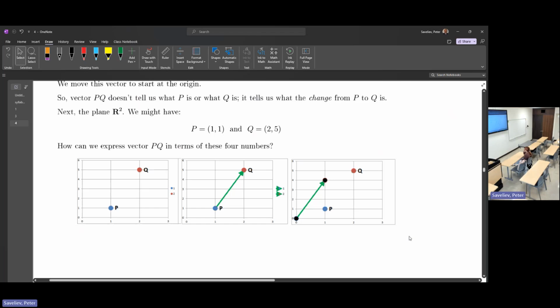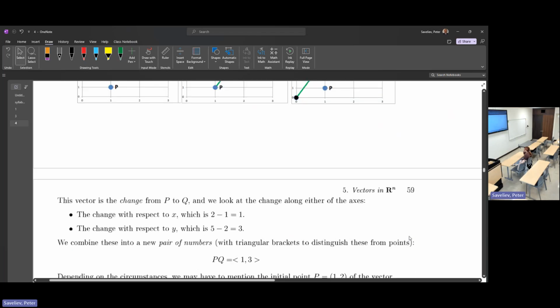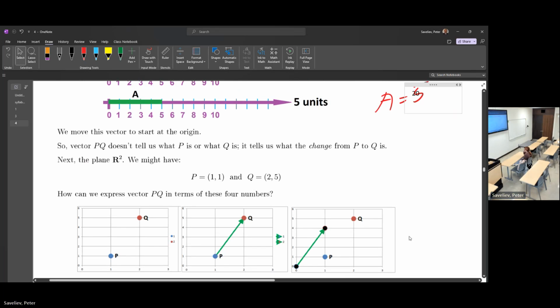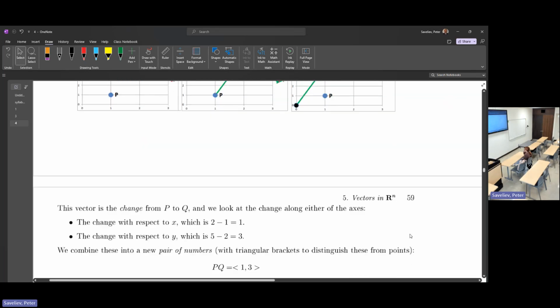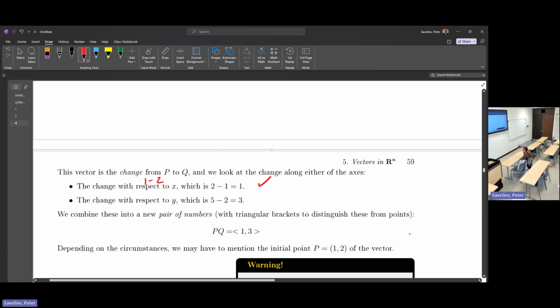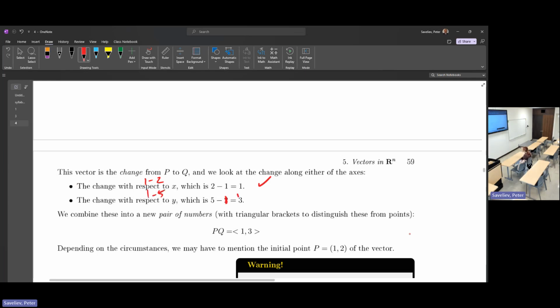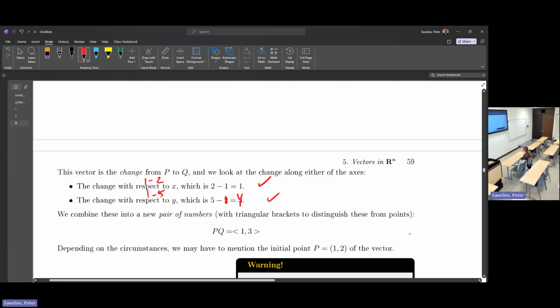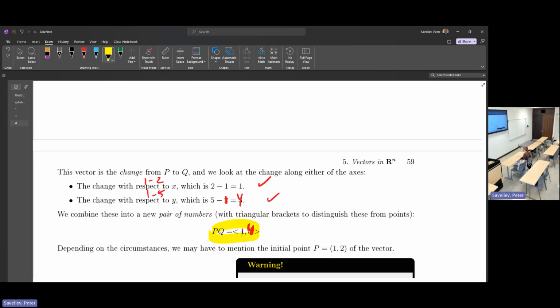Hold on, it looks like a typo. From 1 to 2, so it's 2 minus 1, which is 1. With respect to y, it is from 1 to 5, so this is 4. So then my vector is <1, 4>. As you can see, once again, I'm using the triangular brackets to distinguish between points and vectors. Points will be subject to geometry, and vectors subject to algebra.